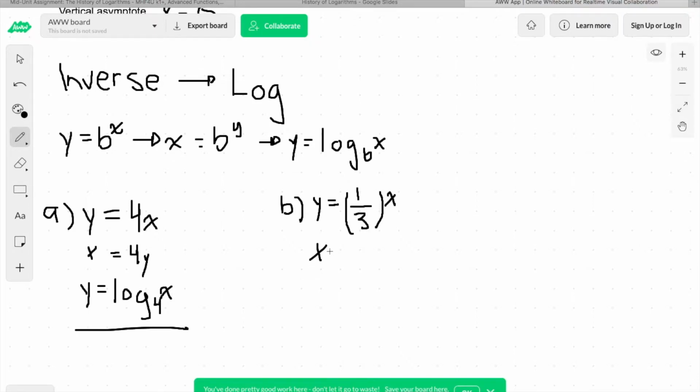Next, we have another example with a fraction: y equals (1/3) to the power of x. We interchange the x and y, so then we have x equals (1/3) to the power of y. And then lastly, it looks kind of weird, so we're going to write it as a log. So y equals log base 1/3 of x.